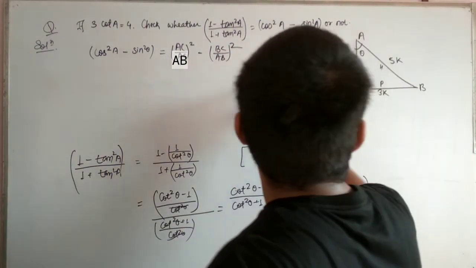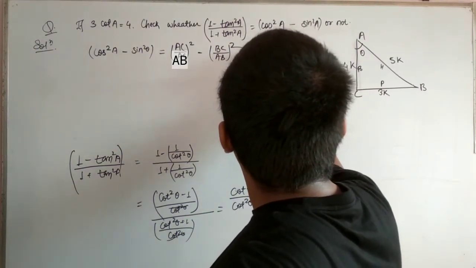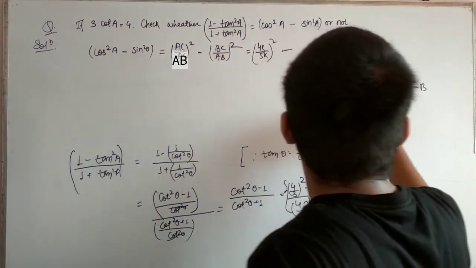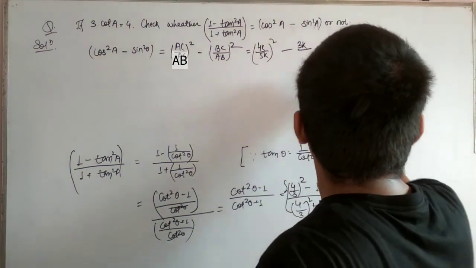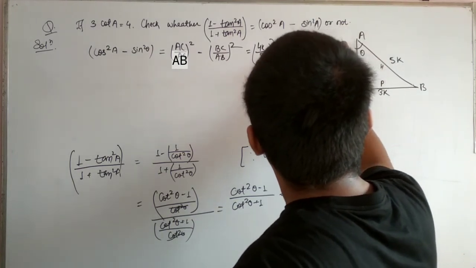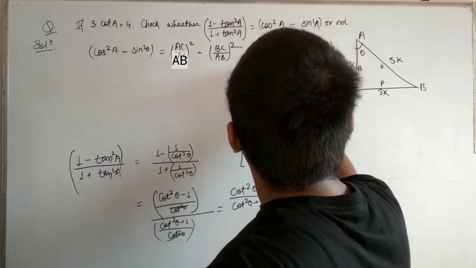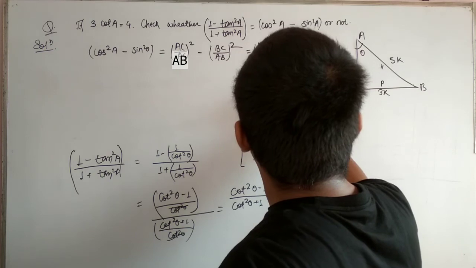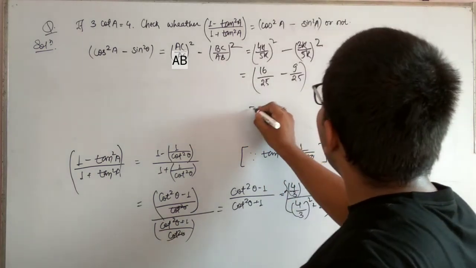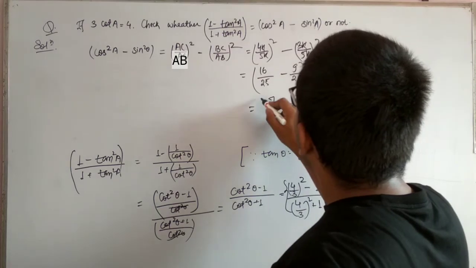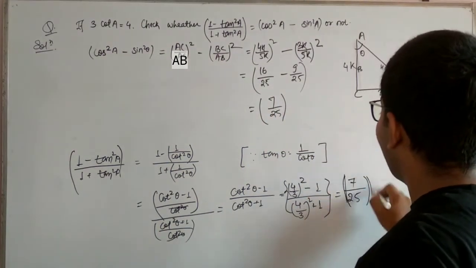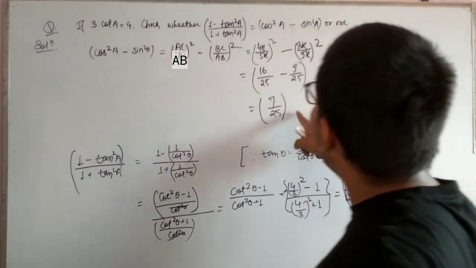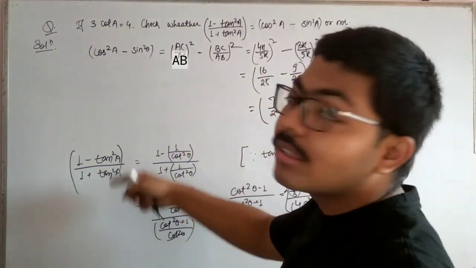Here we put the values. AC is 4k upon 5k to the whole square, and BC is 3k upon 5k to the whole square. The k cancels. This gives 16 upon 25 minus 9 upon 25, and the subtraction gives us 7 upon 25. So here we find 7 upon 25, and there we also found 7 upon 25. It means both are the same, because the RHS values are the same, hence both LHS will also be the same.